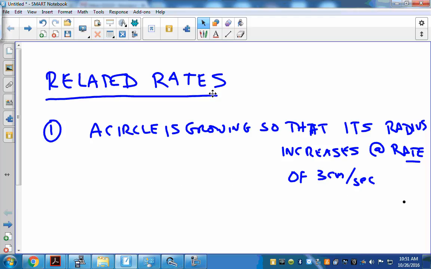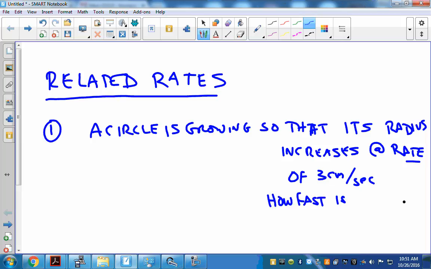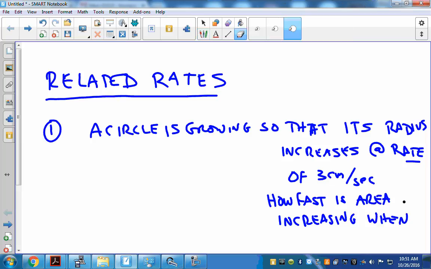Here's the question. How fast is the area increasing when, or how about at t is equal to 10 seconds?